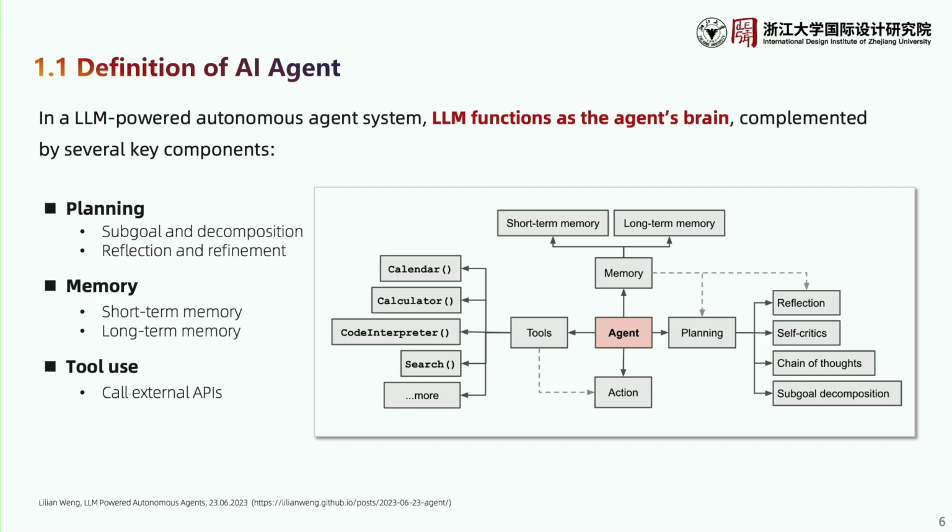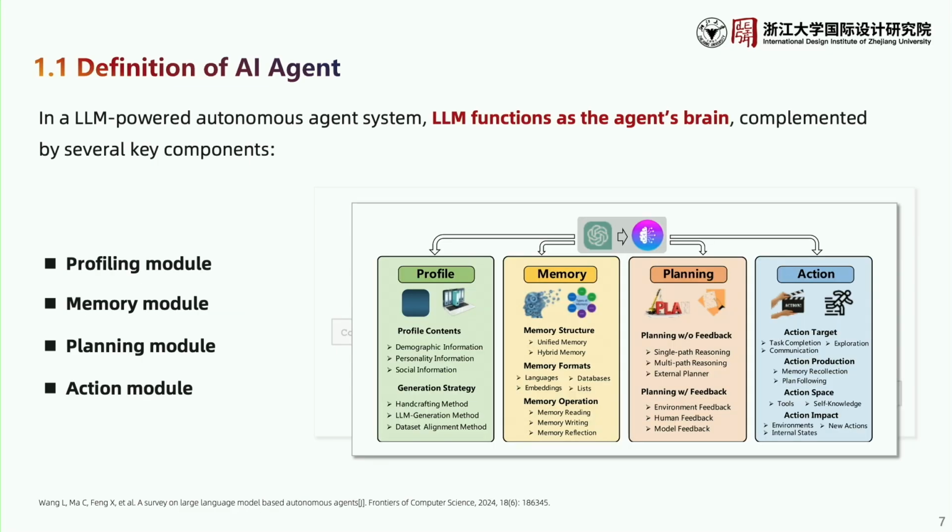So how can we build an AI agent? Here is the earliest framework of AI agent, and it has a memory module, planning module, and action module. But in the center, we can see the LLM, the large language model, which is the brain of the AI agent. Also, with the research progress, there are multiple versions.